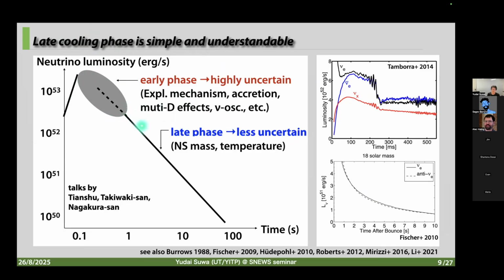When we are looking at the late phase, it becomes less uncertain because this kind of complicated physics is gone. The situation becomes much simpler. So let's say we need only 2 parameters. One is the neutron star mass, and the next is the neutron star surface temperature. With these 2 numbers, we can calculate the luminosity of the neutrinos and the time evolution.